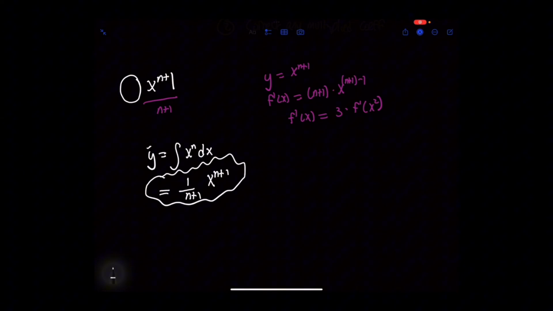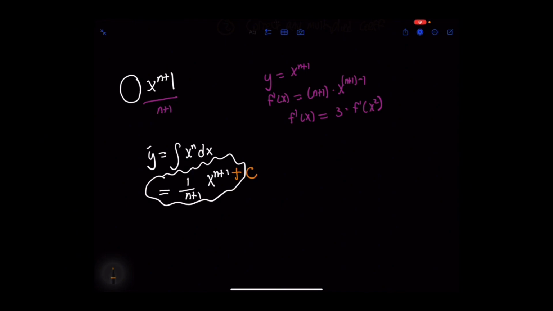Why? Because when you take the derivative of a function plus a constant, it's the same thing as taking the derivative of the function plus the derivative of the constant. And we all know that the derivative of a constant is 0. Therefore, we need to actually make a correction here. This means that we need to add this plus c term at the end of our answer. And this is what you get when you integrate x to the n dx.